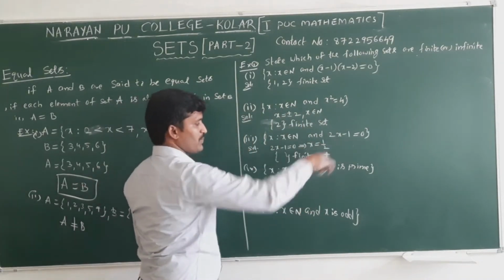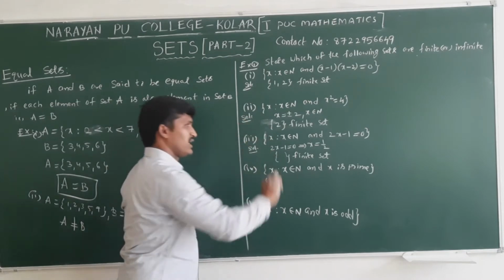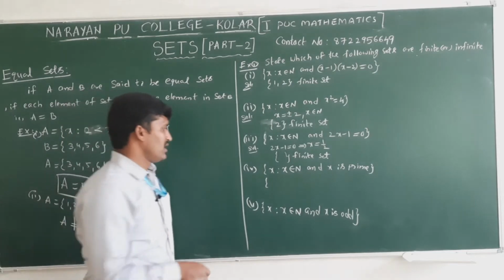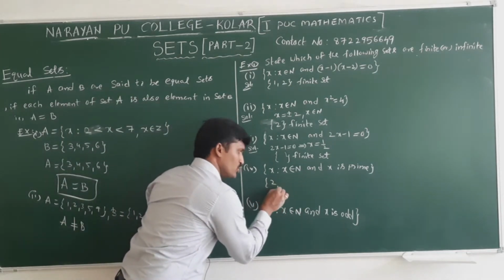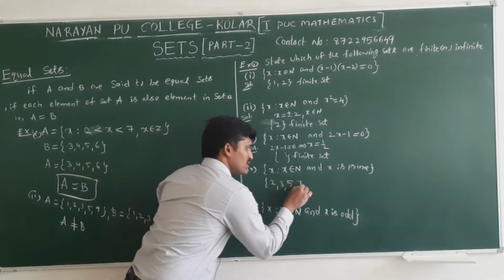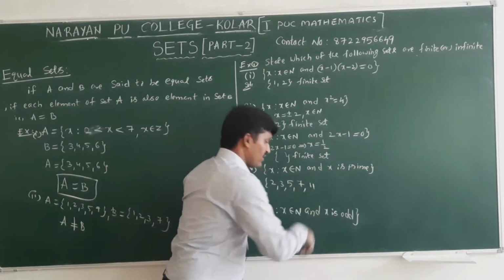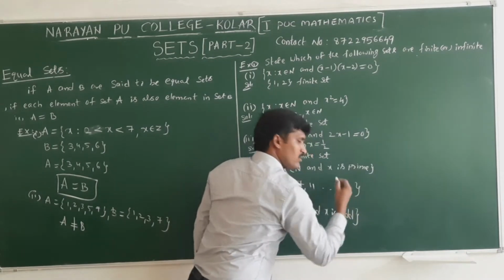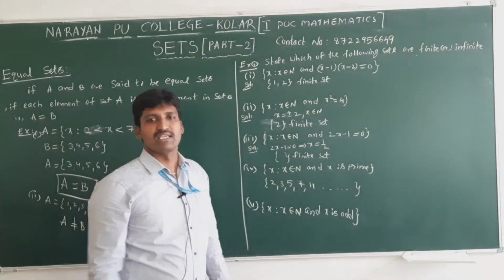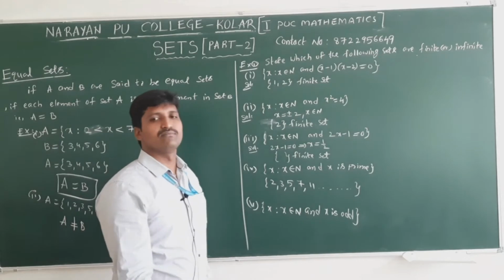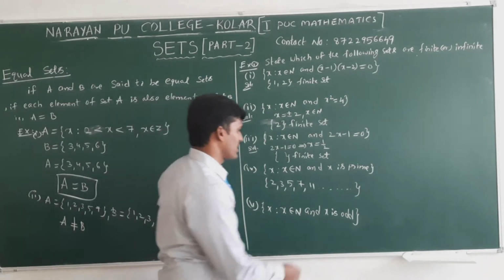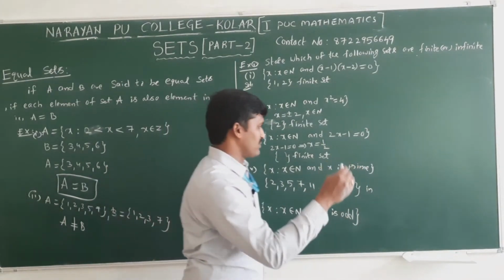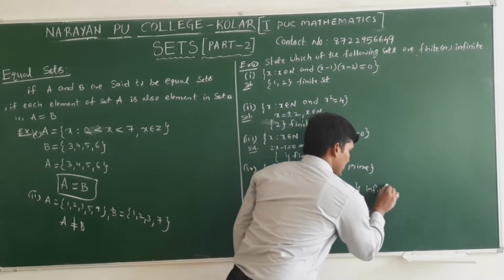In this, X is a prime. In natural numbers generally we have 1, 2, 3, 4, 5, 6. In that, 1 is not a prime number. Primes are 2, 3, 5, 7, 11. Like this we get them up to infinity: 13, 17, 19, 23, like that, so many. That's why this is not a finite number of elements, it's an infinite number of elements. That's why this is an infinite set.